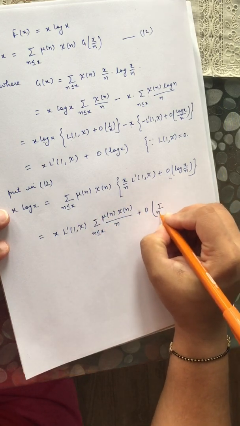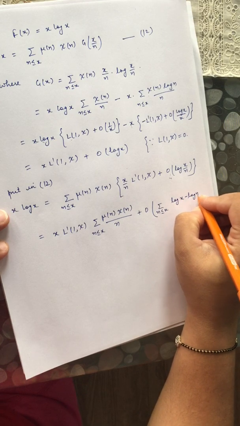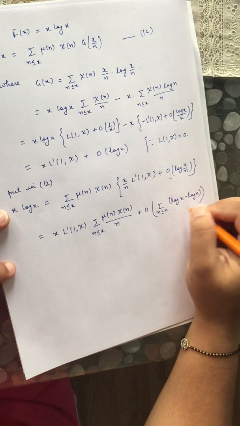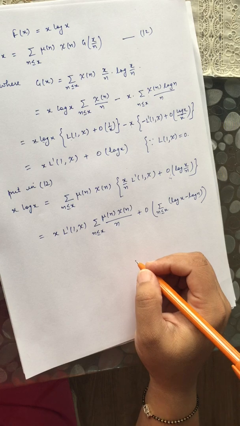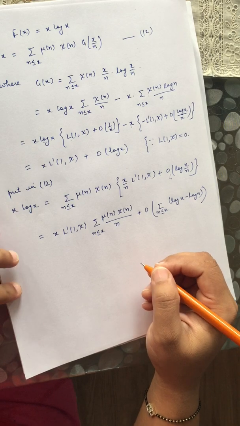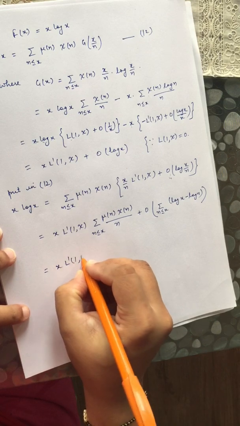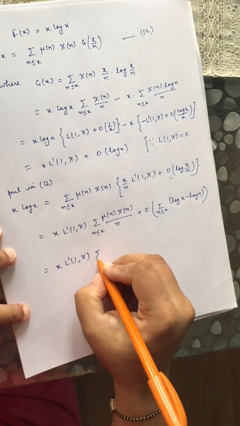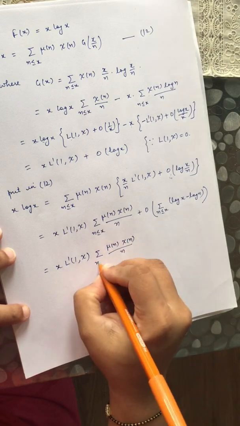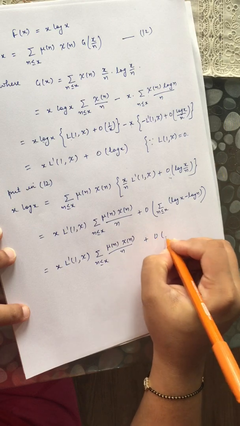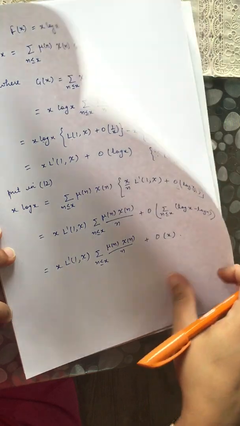So this is summation log x minus log n, and we have calculated this term earlier in the proof of lemma 2, this order term. So this order term becomes just order of x. So x L'(1, chi) summation mu(n) chi(n) upon n plus order of x. Again we divide the whole equation by x and get the required equation.